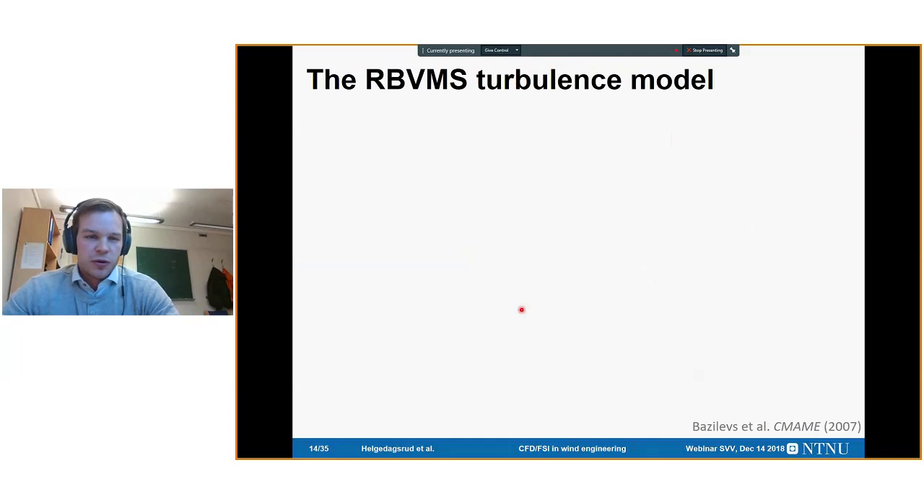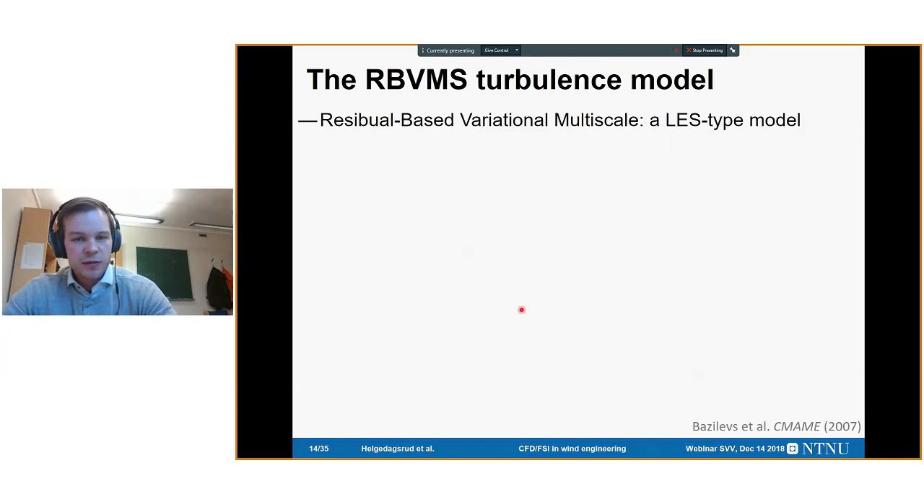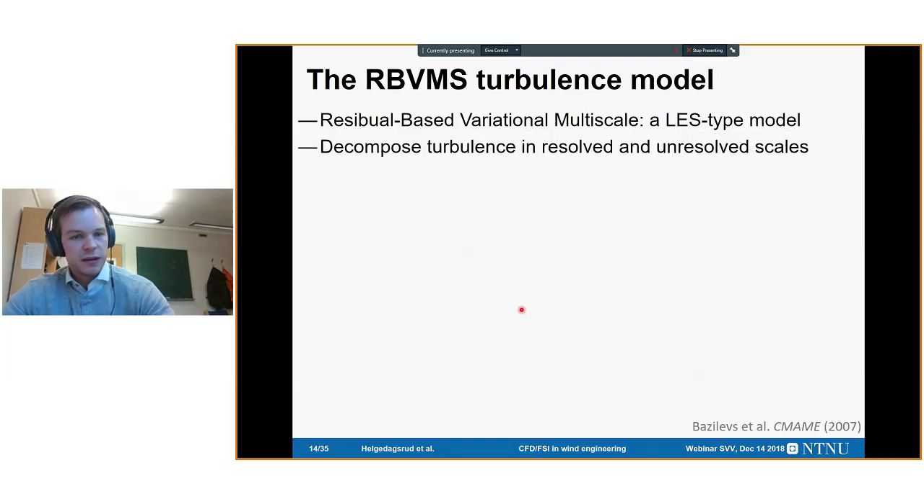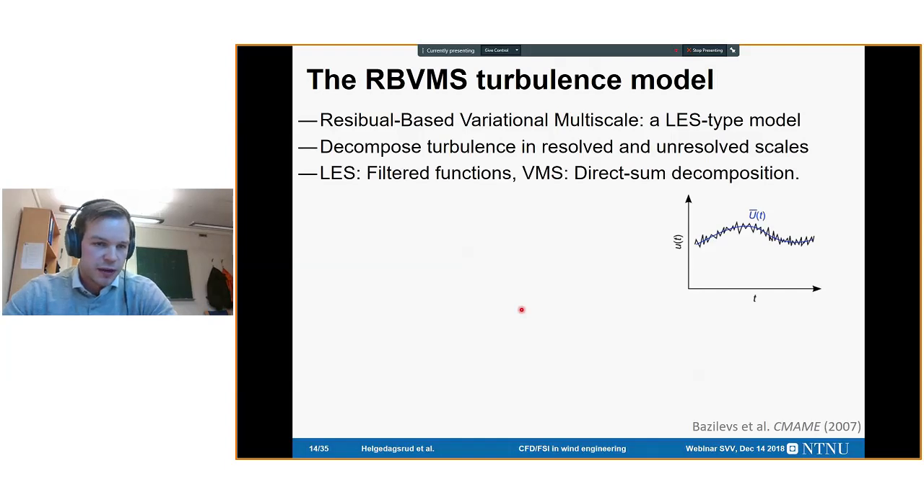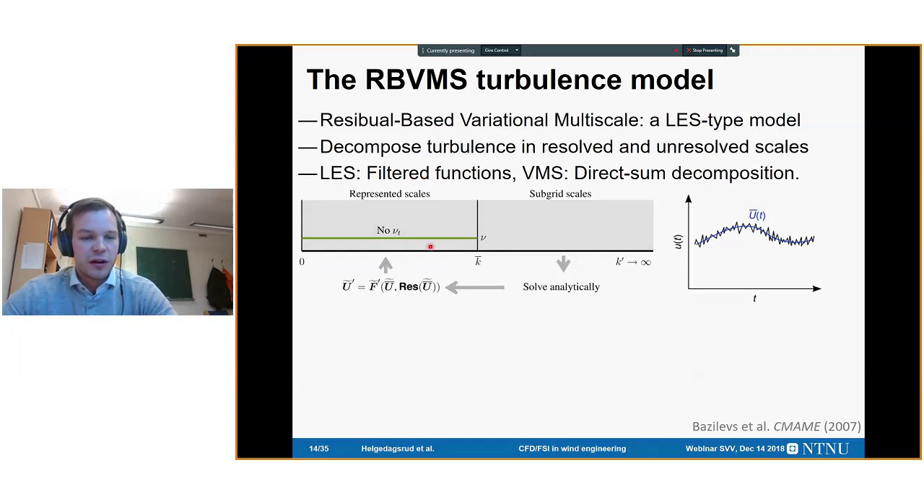We use the so-called residual-based variational multiscale formulation, which is in the family of LES-type models, in the sense that it decomposes the turbulence into scales that you have resolved and the ones you have not. I will not go very deeply into this, but it differs from other LES methods like the Smagorinsky type in the way we decompose the turbulence. Instead of using filter functions, we use the residual of the analytical solution to add viscosity to the high wave numbers.